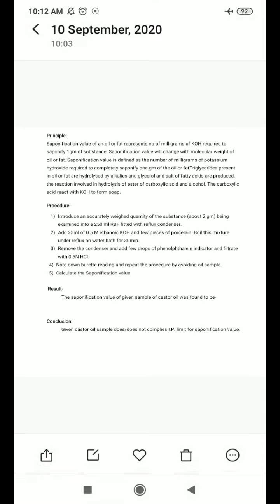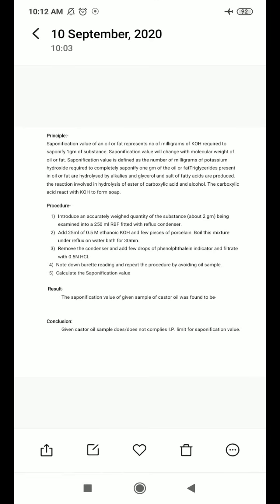Okay. Then the reaction involved is hydrolysis of ester of carboxylic acid with alkali. The carboxylic acid reacts with KOH to form soap. Then what happens? The carboxylic acid produced reacts with the KOH to form soap. Soap, I said that. What is the soap? Foam. Okay. Then what is the procedure for this saponification?